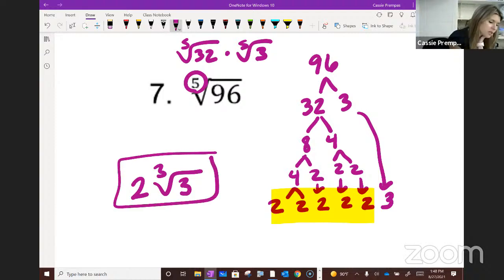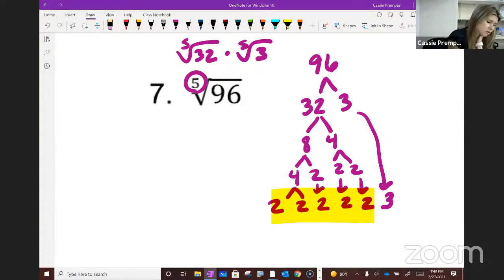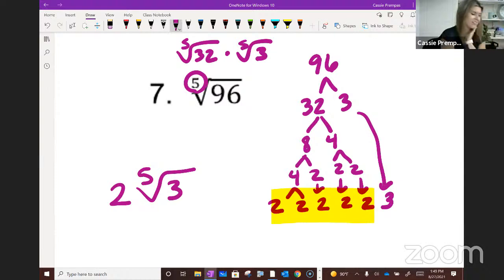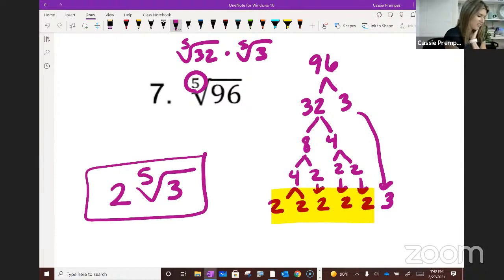A 3, because... Yeah, why is it a 3? No, you put cube. Oh, thank you. I'm like, oh, what did I do? Okay, sorry. Thank you. It's the 5th root of 3. Thank you, Jonathan. There we go. Does that look right? Yeah. Okay. All right. We're good. 2 times the 5th root of 3. All right. On to the next one.